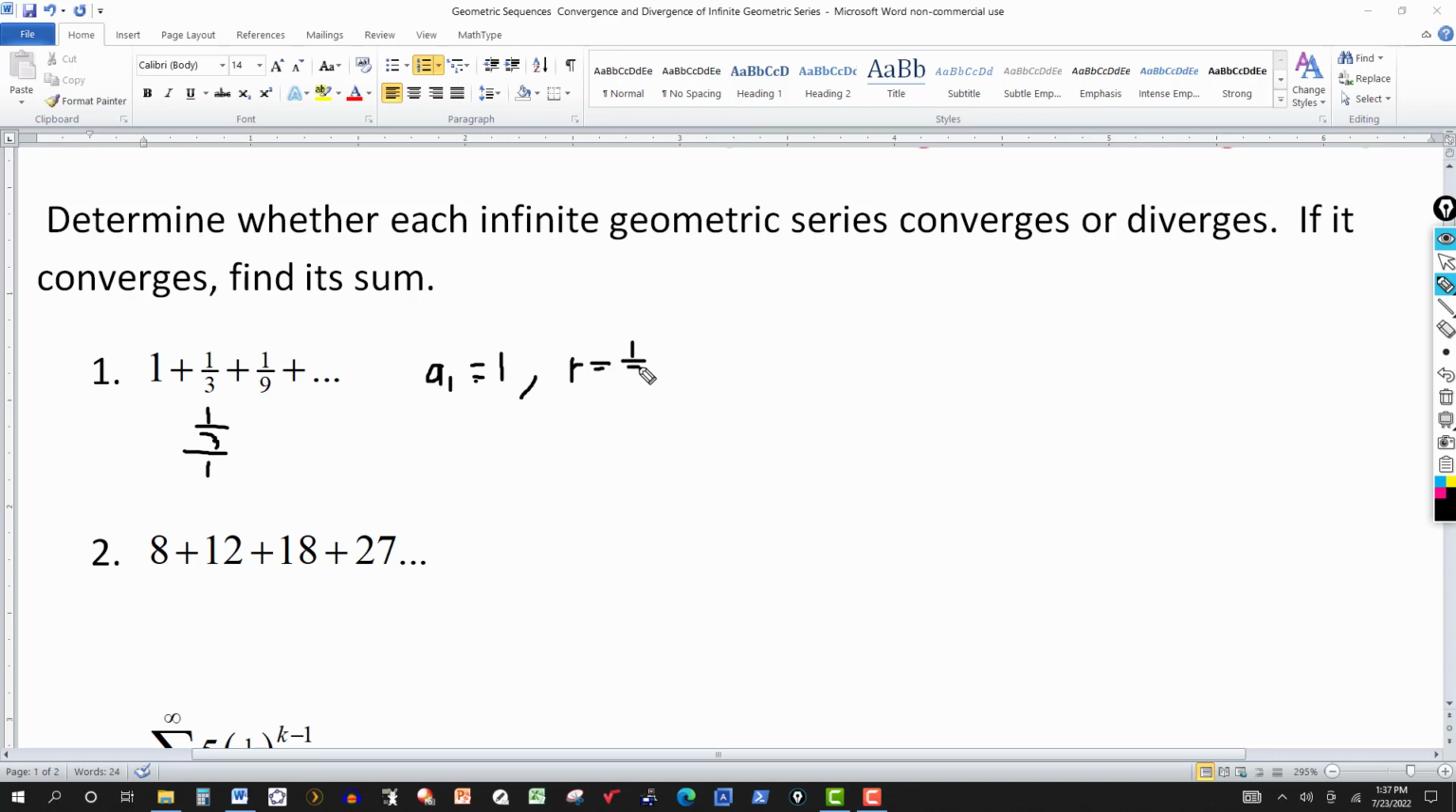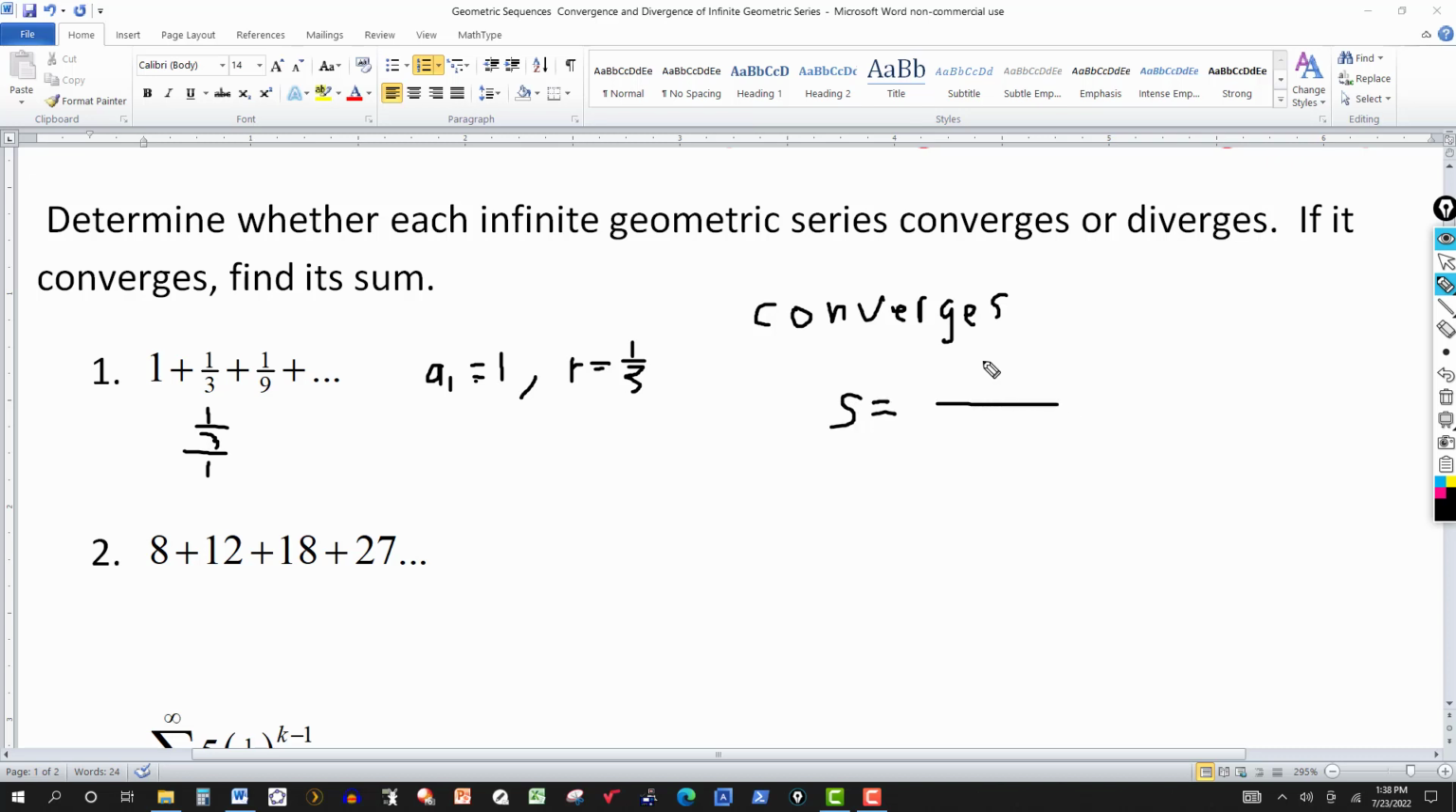And all you have to decide is, is 1/3 between -1 and 1? It is. So this series converges. And we find the sum here using the formula that I just went over.